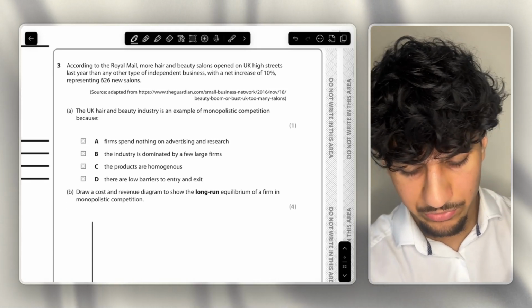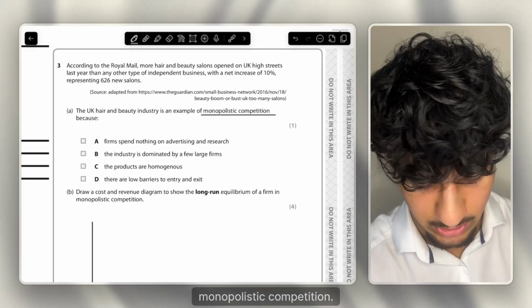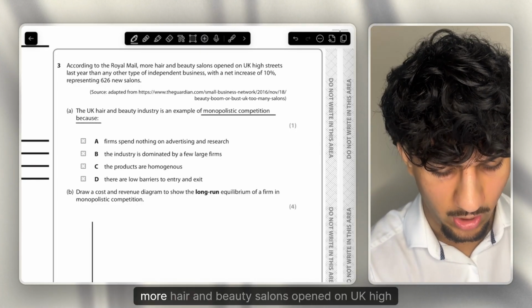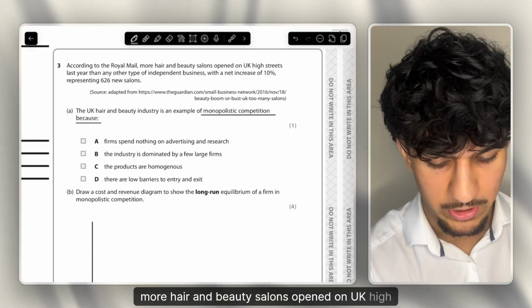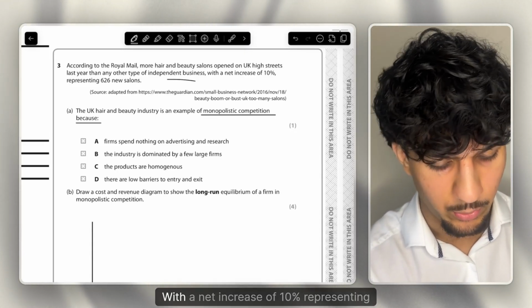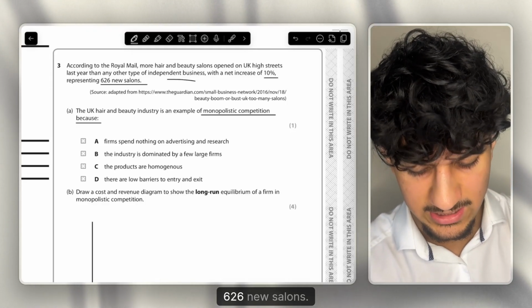So straight on to the question. The UK hair and beauty industry is an example of monopolistic competition because... and let's have a read of the stimulus. According to the Royal Mail, more hair and beauty salons opened on UK high streets last year than any other type of independent business, with a net increase of 10%, representing 626 new salons.